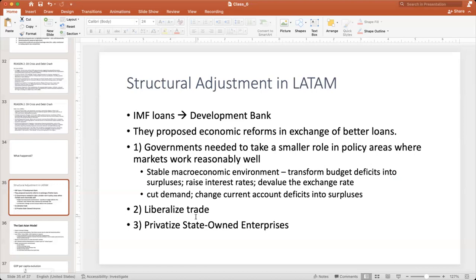The second most important reform was to liberalize trade, to eliminate the possibility of protectionism. And the third one was to privatize the state-owned enterprises. So to give these industries that were created by public resources to the private sector and to the market to assign and to control the production factors that these enterprises were using.